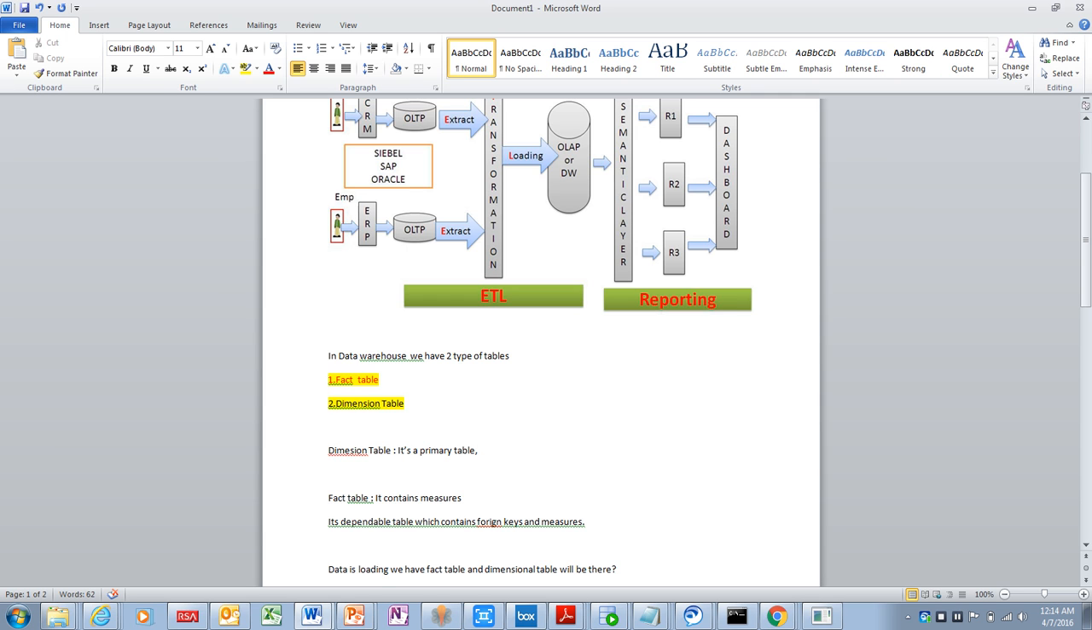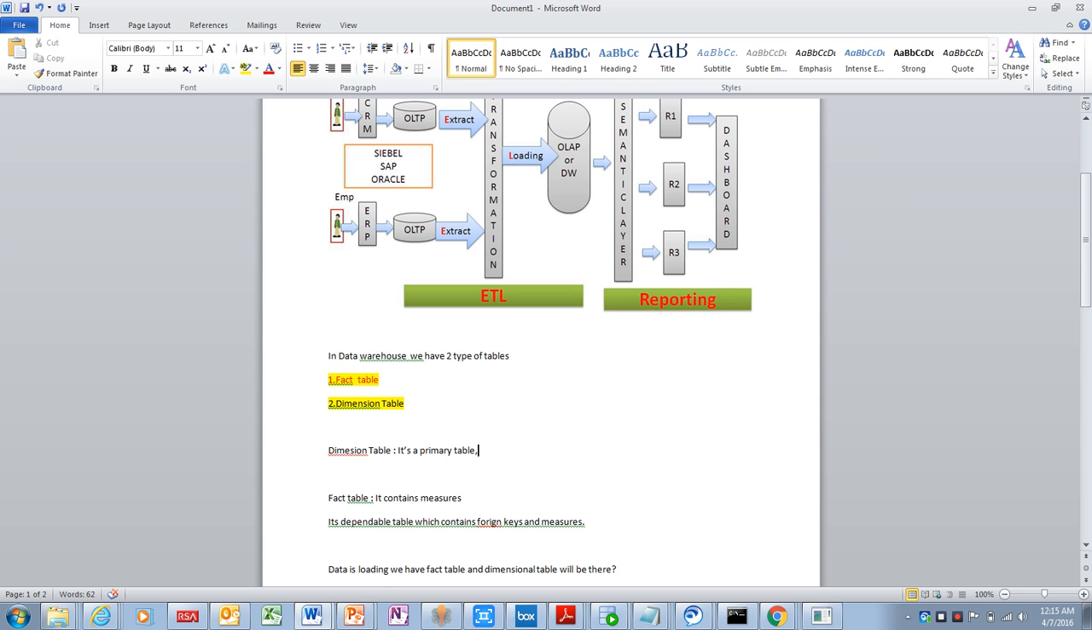Let me go a little bit deeper. We may get an interview question: I have a fact table and a dimension table. While loading the data, first into which table will the data be loaded? This is a very important question from an interview point of view. Data is loaded first into the parent table. Here which is the parent table? The dimension table is the parent table, and the fact is the child table. So first the dimension table is loaded, then the fact table.